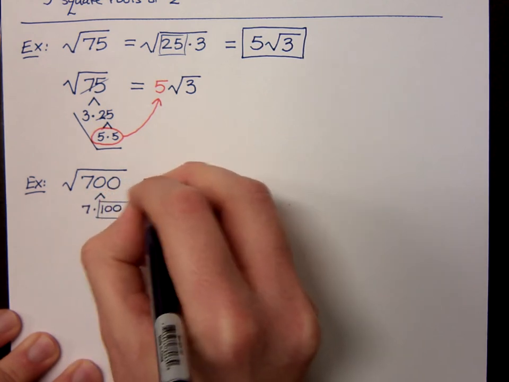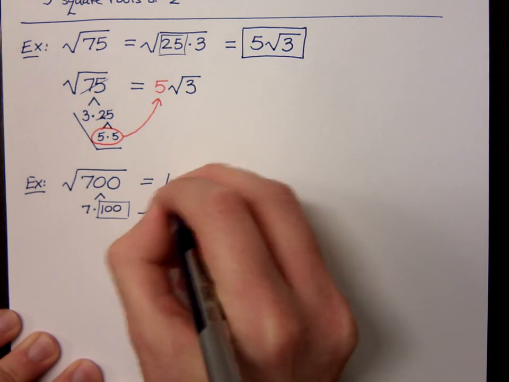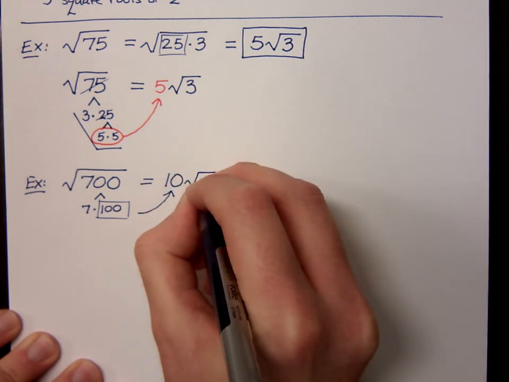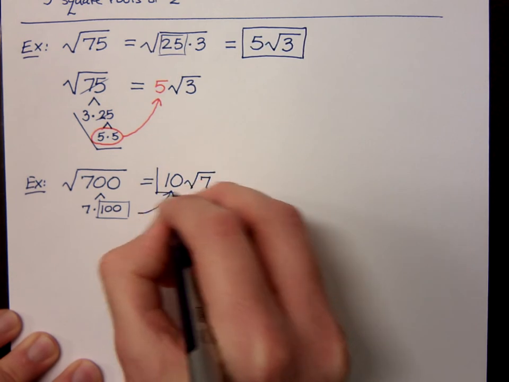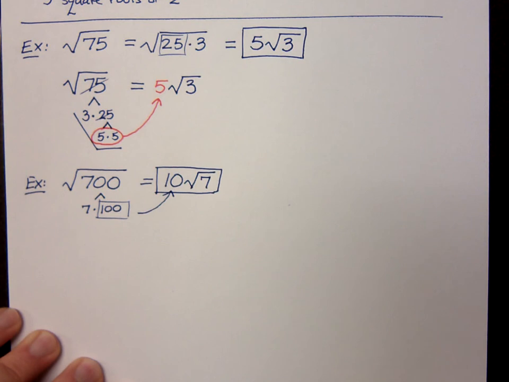And what does he become on the outside? Root. He becomes a 10, and you're left with the 7 inside the square root. Do you agree? I think that's just better to do instead of the factor tree. I don't like it. Well, that's because I gave you something that was easy to see. That was 7 times 100.